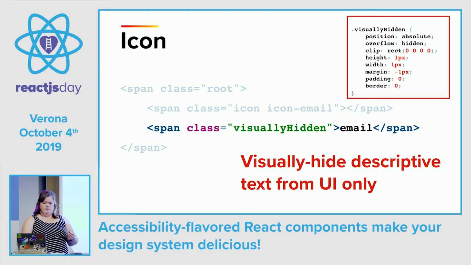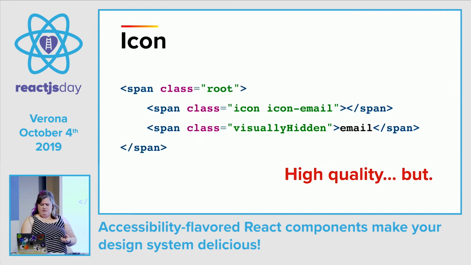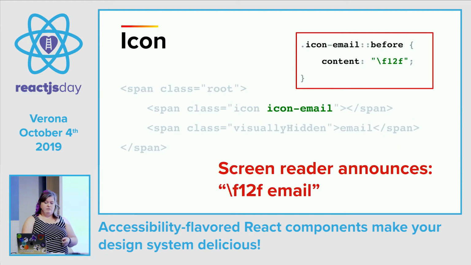So moving on, we are going to add a class to the descriptive text called visually hidden, and this is a common pattern where we visually hide the text from sighted users, but we keep it exposed to anyone accessing the page on screen readers. That's giving you text for context for this icon. So this is a high quality icon component, and it is accessible. But if you pop this into a screen reader, and we'll do this later if we have time, the screen reader will announce "/F12F email."